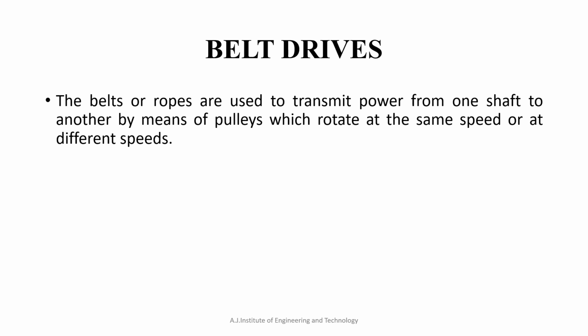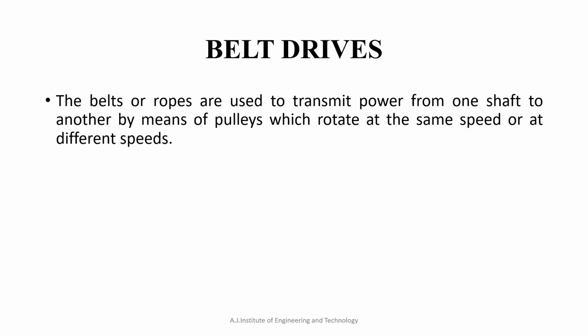First one is materials. Second one is joining processes. In the joining processes, soldering, brazing and welding are covered. The third topic is belt drives, and the fourth topic is gear drives. We already completed gear drives. Next we'll see the belt drives portion.